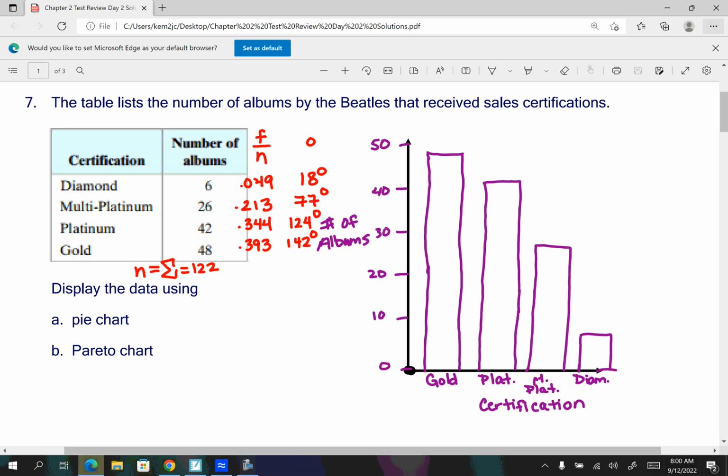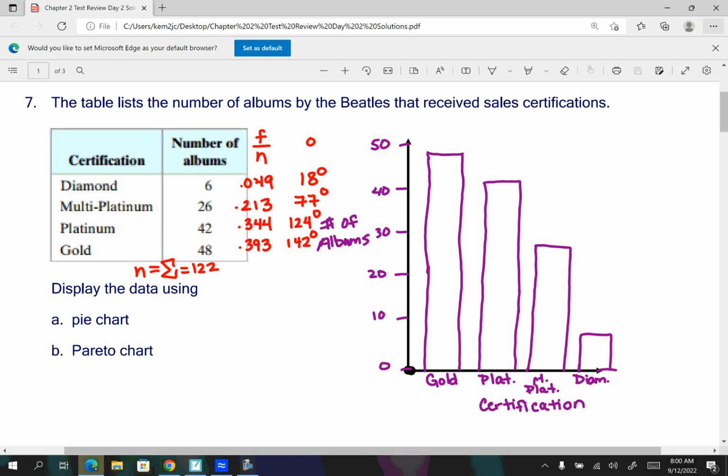Couple things you want to be careful of when you're making these pictures. Number 1, if you're making a Pareto chart, the bars do not touch, okay? Number 2, it has to be the highest category first. These bars are always in decreasing order, okay? So gold was the highest, platinum, multi-platinum, diamond, all the way down.